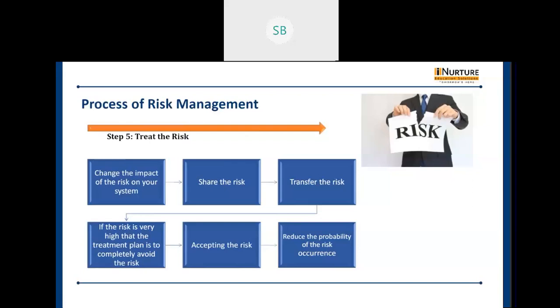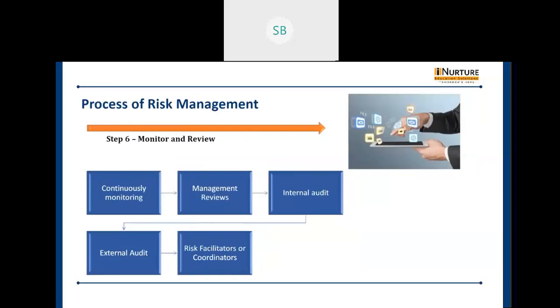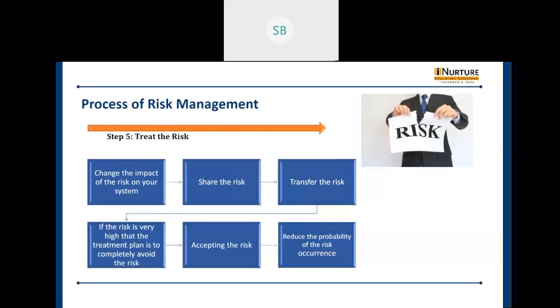Moving next, we have the monitoring and review process. We will ensure that the risks and their treatment implementation are continuously monitored. We will check all the risks we studied in the last step, and try to reduce the probability of the risk occurrence. So how will you do it? By the process of monitoring only.